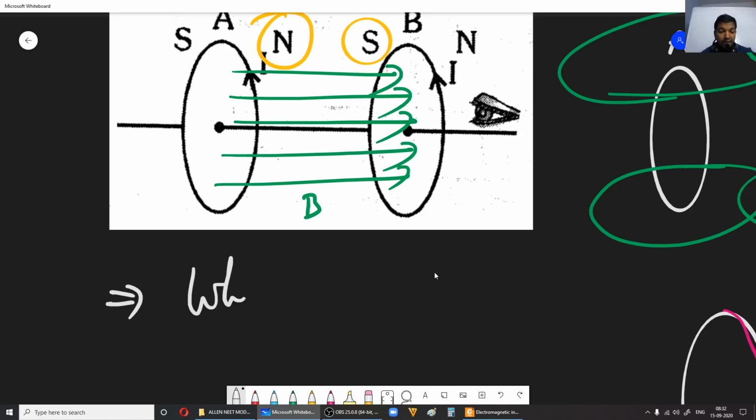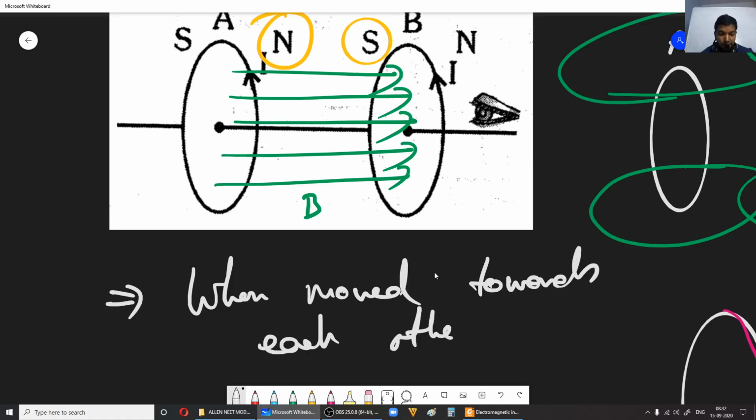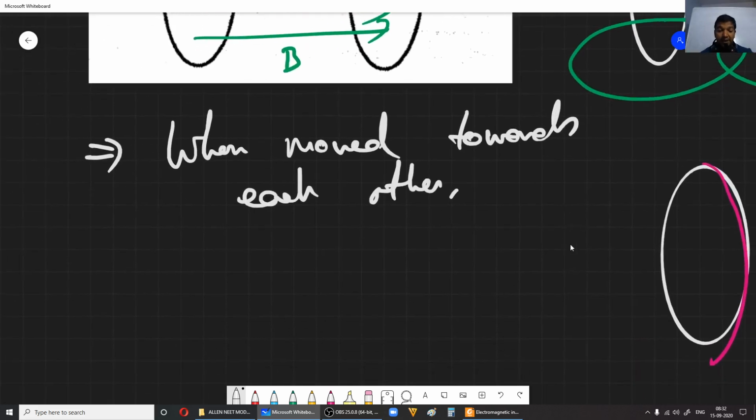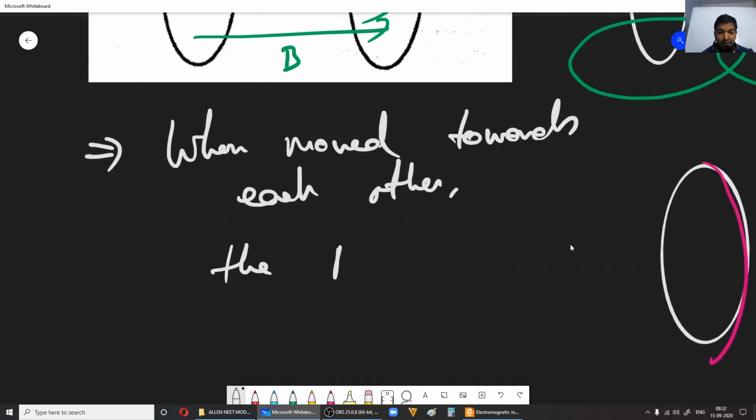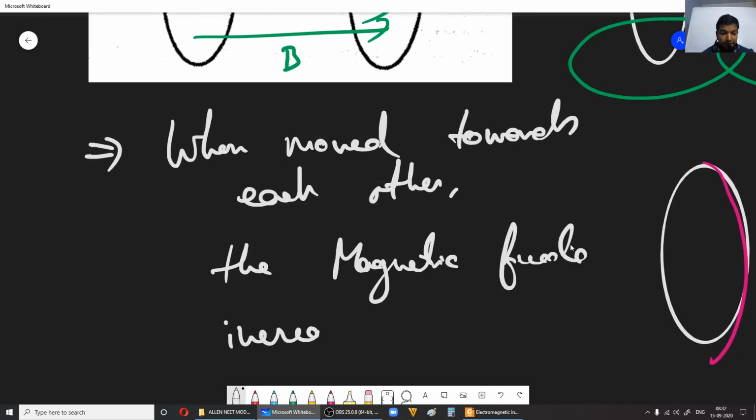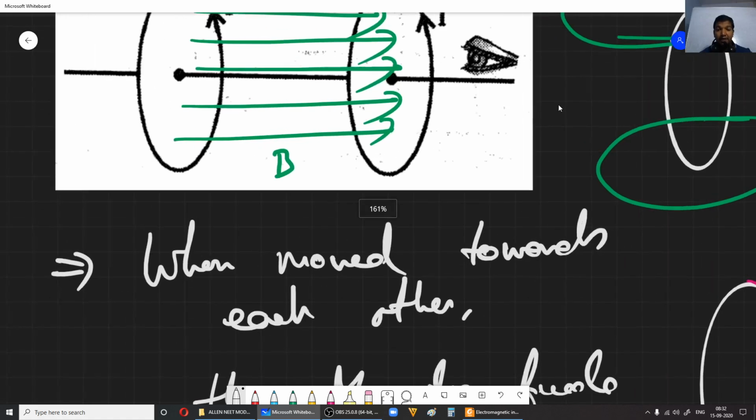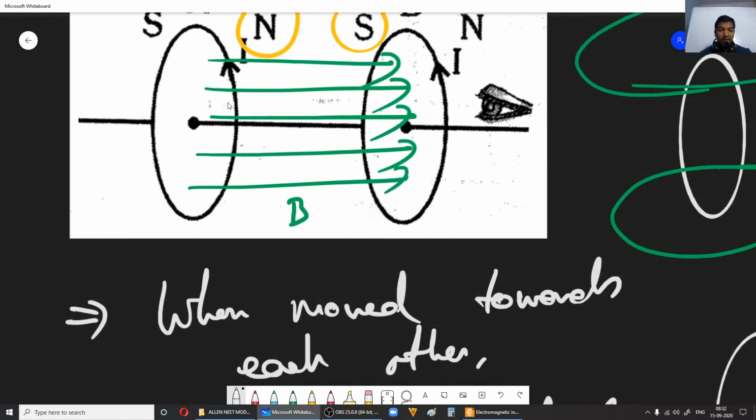So when the coils are moved towards each other, naturally the magnetic field increases, correct? The magnetic field increases, okay, and you can consider the magnetic field through both the loops here.